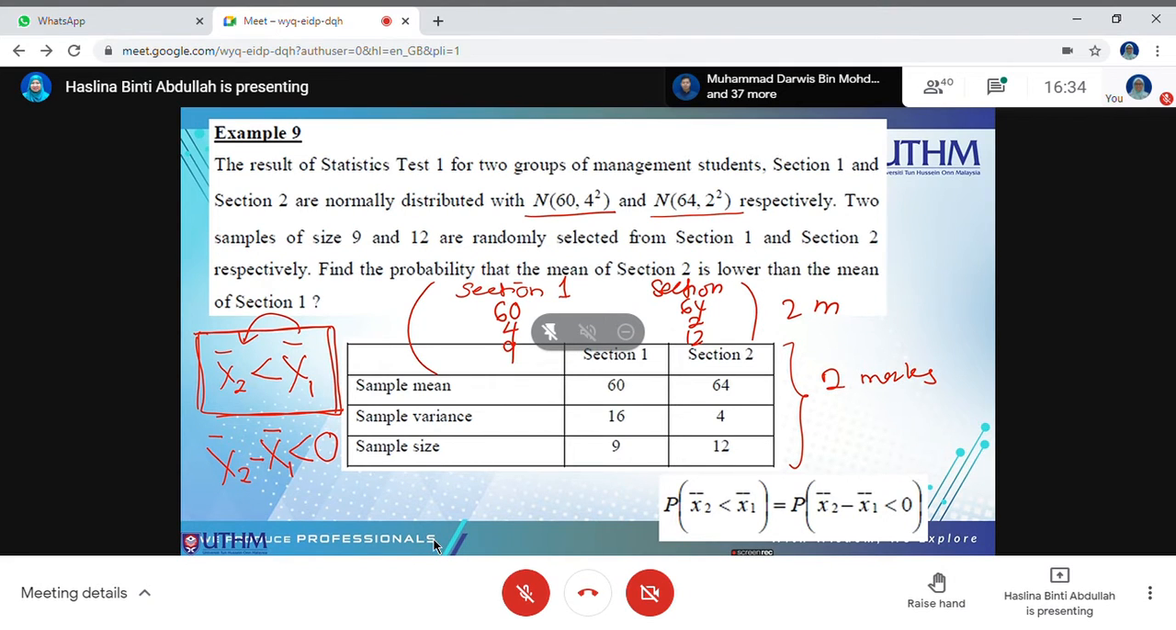If I state, find the probability that the mean of section 2 is more than, if I state more than, what is the symbol here? X2 minus X1 greater than. Clever. So, you already know how to write the equation.